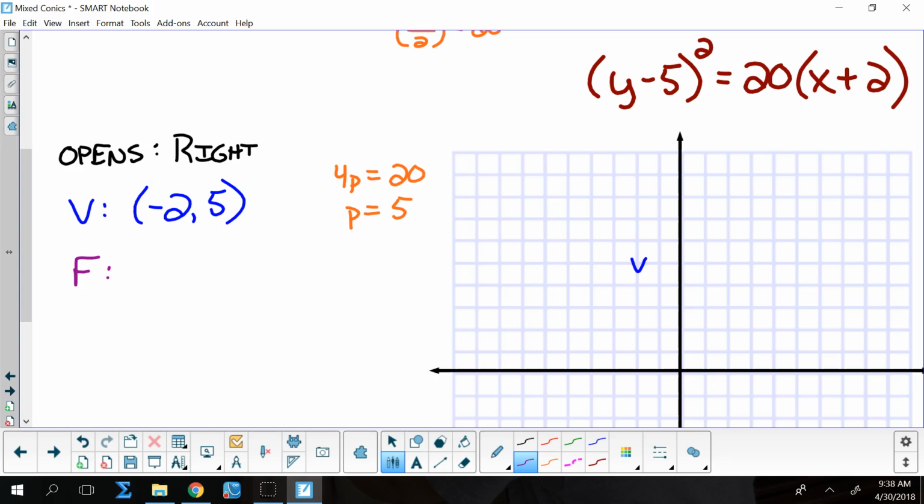Inside the parabola. So if my parabola opens to the right, where's my focus? Right. So how far to the right would I go? 5. So I'd count 1, 2, 3, 4, 5. So my focus is right there. 3, 5.